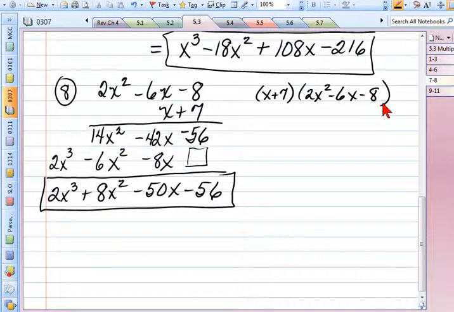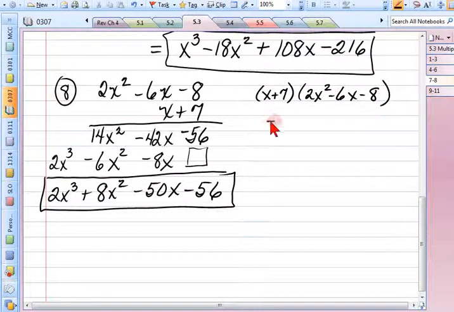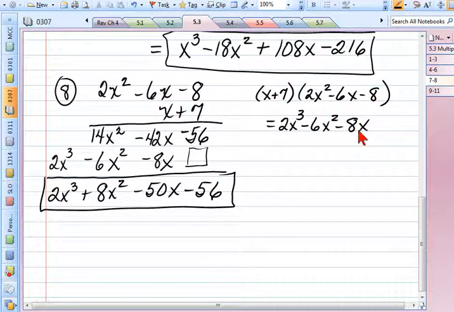And I'm going to line up my like terms anyway. So I'm going to multiply x times 2x squared for 2x cubed. I'm going to multiply x times negative 6x for negative 6x squared. X times negative 8 for negative 8x. Then I'm going to distribute the 7. 7 times 2x squared is positive 14x squared, and I put it under my x squared. 7 times negative 6x is negative 42x. And 7 times negative 8 is negative 56.